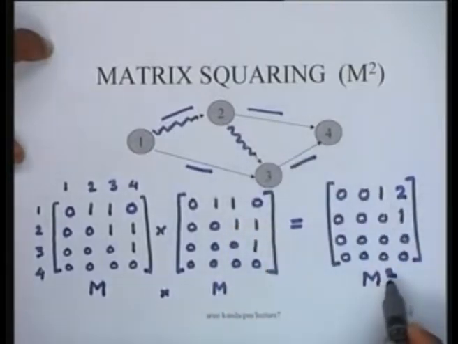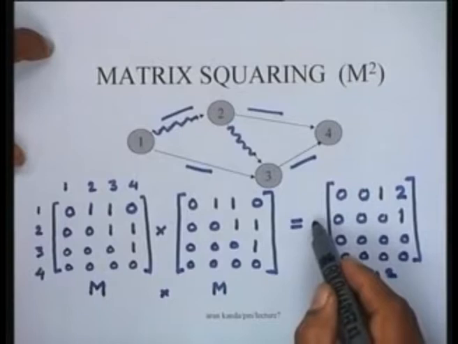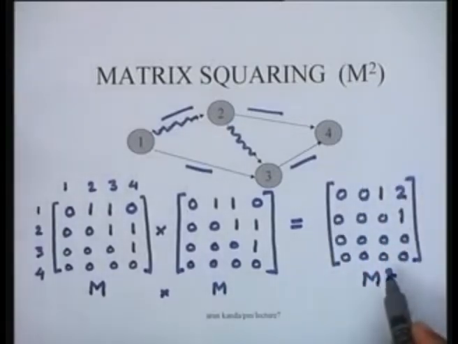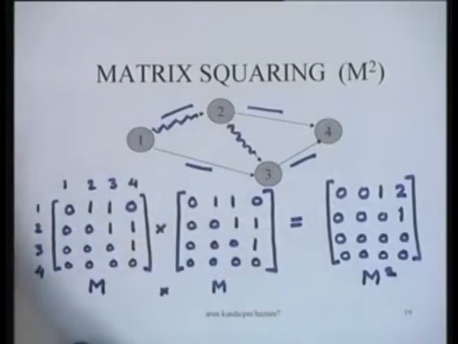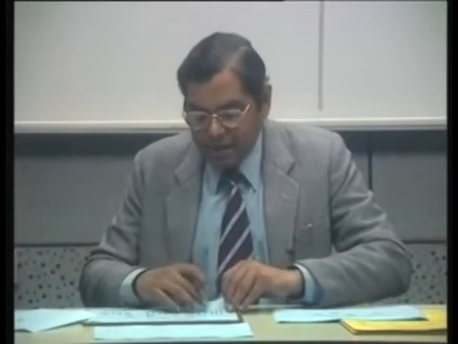So the interpretation of M square is the number of second order links that exist between node i and j in this particular network. So this is in fact M square. Now let us utilize this information to generate the value.